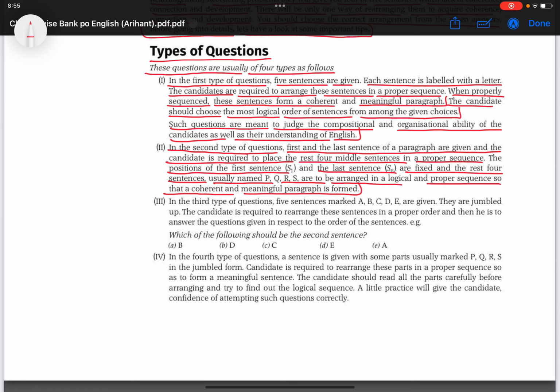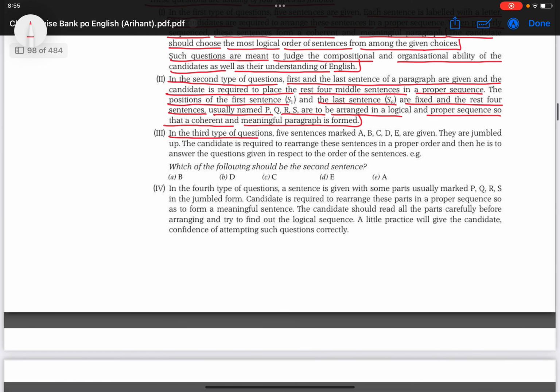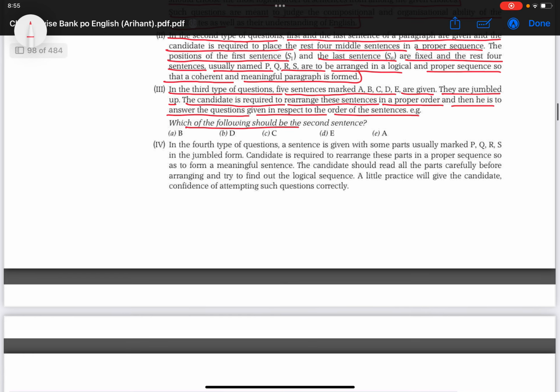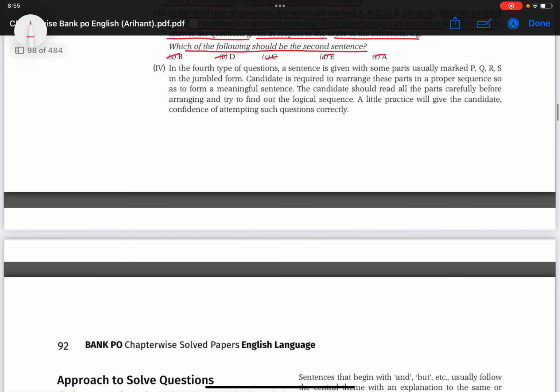so that a coherent and meaningful paragraph is formed. In the third type of question, 5 sentences marked A, B, C, D, E are given. They are jumbled up. The candidate is required to arrange these sentences in a proper order, and then he is to answer the questions given with respect to the order of the sentences. Example, which of the following should be the second sentence? A, B, C, it will come like this.